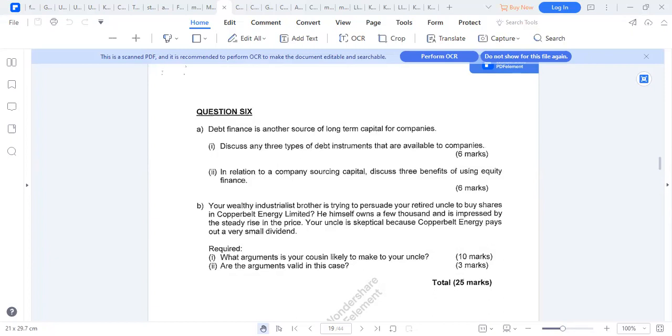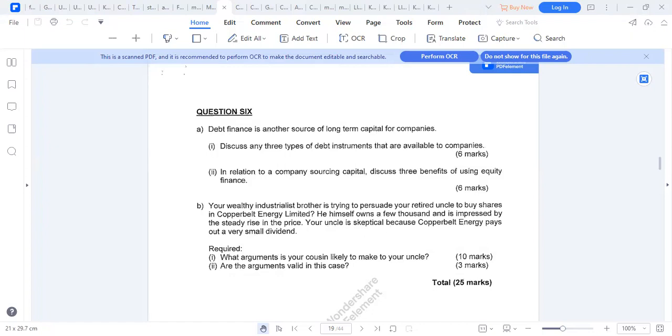Okay, so your cousin, who's a wealthy industrialist, has to create a case for the retired uncle. Here are some of the structured arguments that I would write. Number 1, he must look at 6 key things. Number 1, potential for price appreciation. From investing in this energy company, he should analyze whether there could be a substantial price appreciation over a long period, because sometimes these appreciations could be affected by a few temporal issues. So there is need to look at potential price appreciation, not for now, but for later.